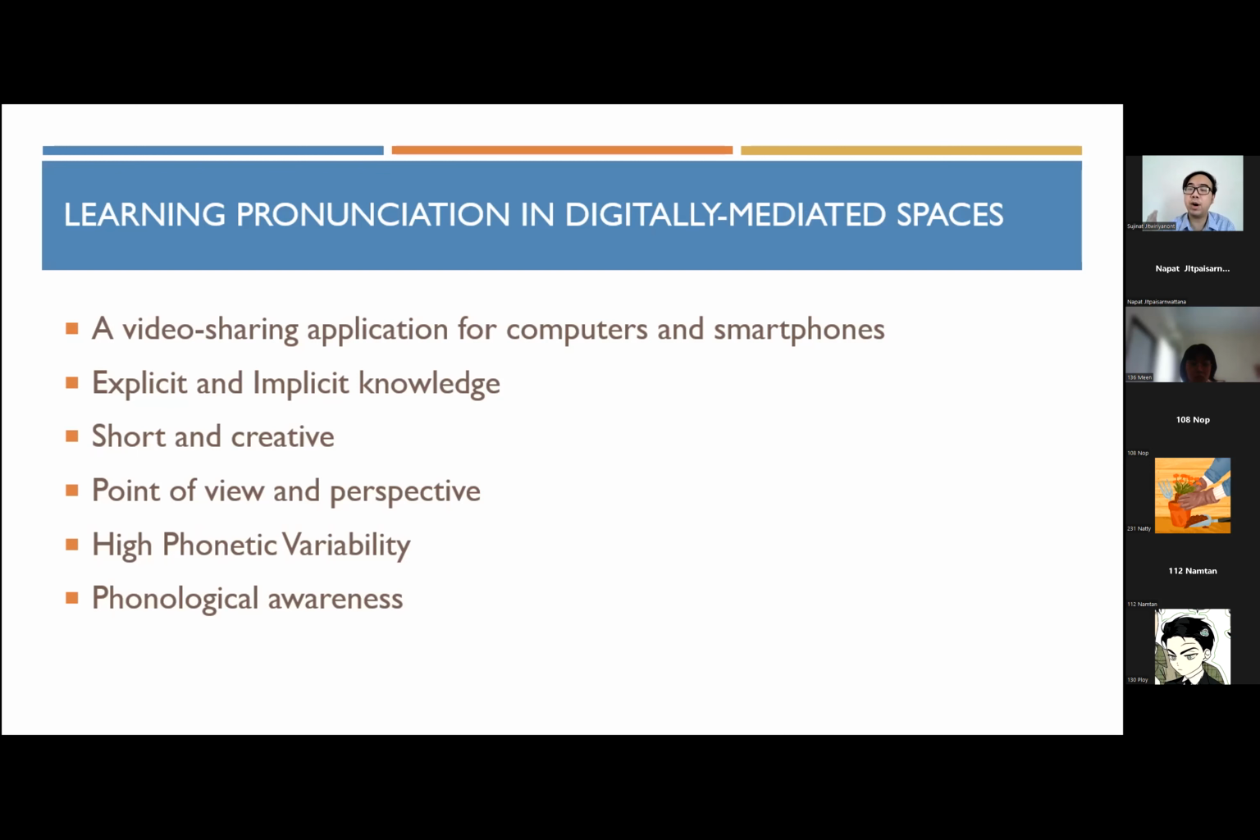So apart from the creative media, you will be exposed to high phonetic variability. High phonetic variability is a key concept in training pronunciation and perception, because when you watch a lot of videos spoken by different speakers, you can pick up the variation and the differences, and extract the abstract units, the knowledge that could make you better at pronunciation.